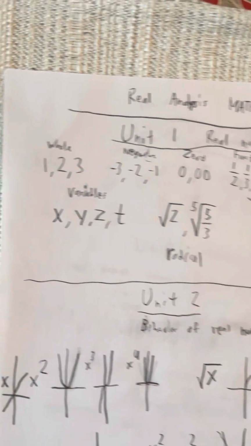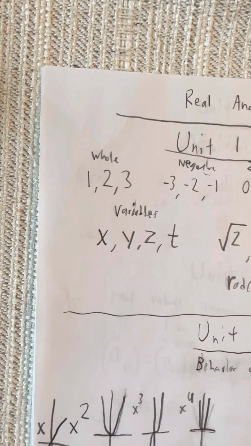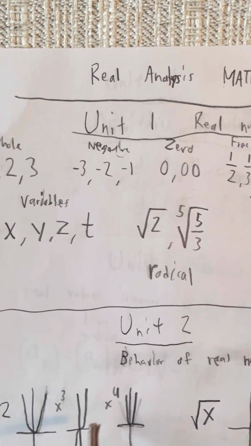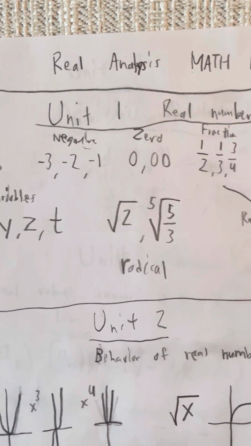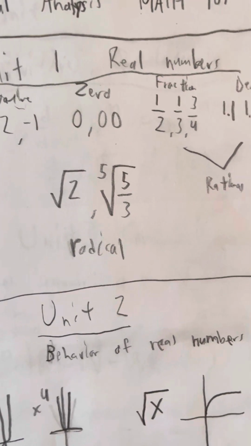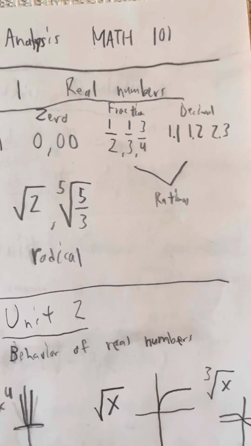Unit 1, real numbers. Whole numbers: 1, 2, 3, negative 3, negative 2, negative 1. They have a minus sign, like a dashed line. 0: you can write it with any number of zeros, they just don't need to be zeros.